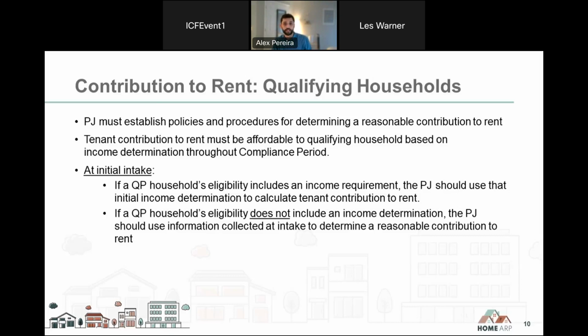Now, if a household is coming in under a QP that does not include an income determination, then following the policies and procedures that it has put in place, the PJ should use the information that's been collected at intake to determine a reasonable contribution to rent for that household.